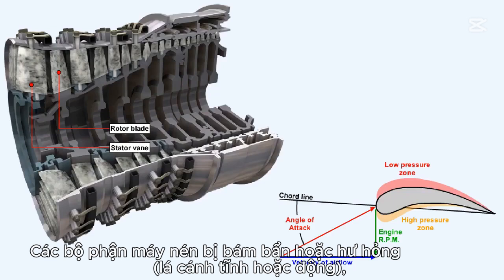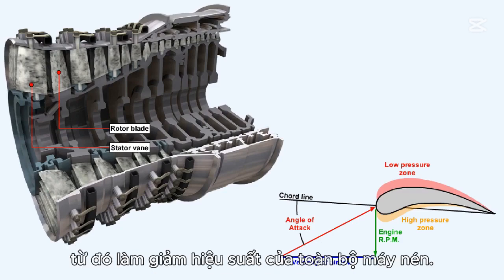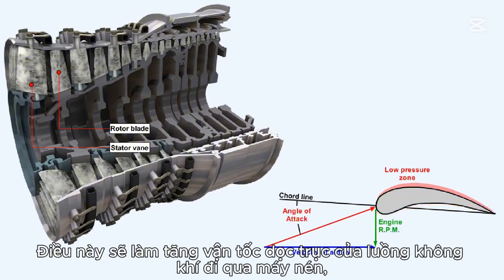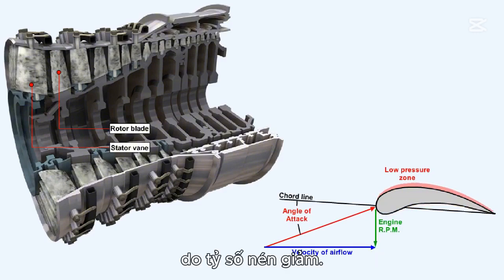Contaminated or damaged compressor components, rotor blades or stator vanes, which will reduce the efficiency of the compressor as a whole. This will cause an increase in the axial velocity of the airflow through the compressor because of the decreased compression ratio.